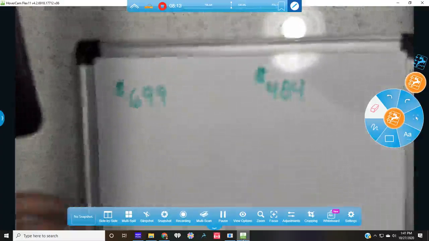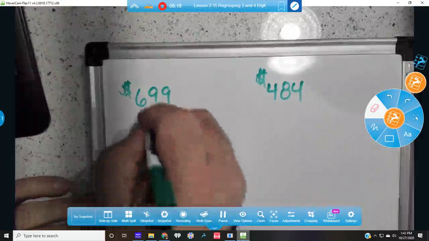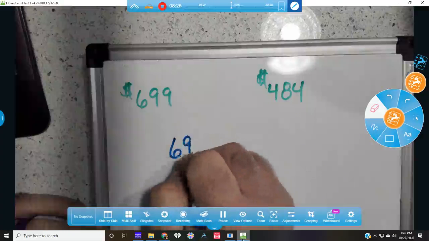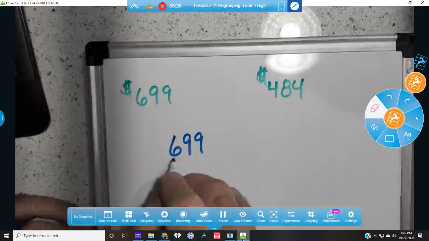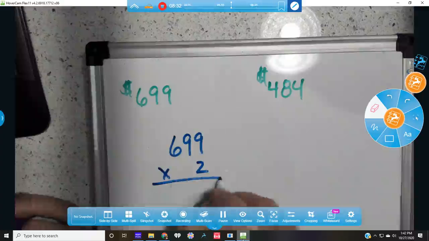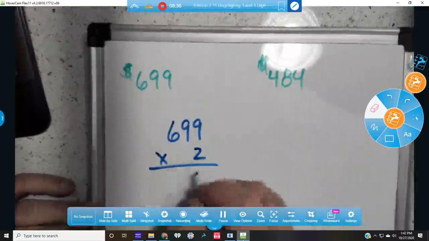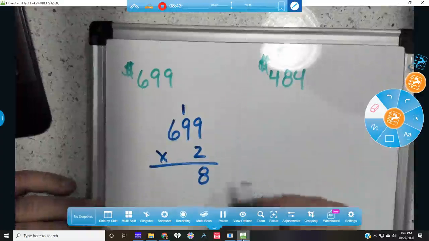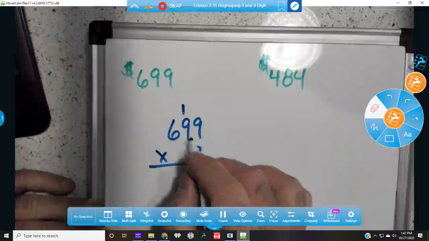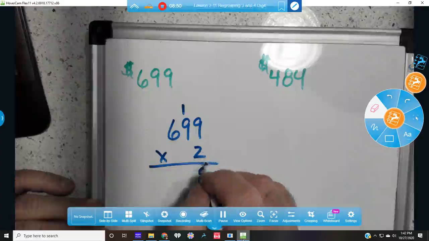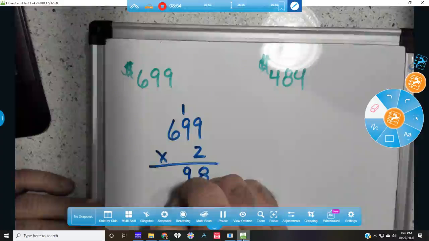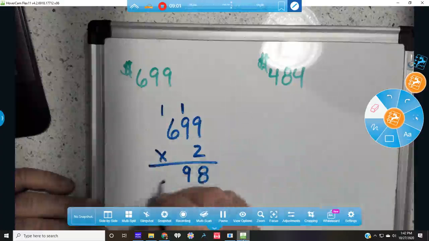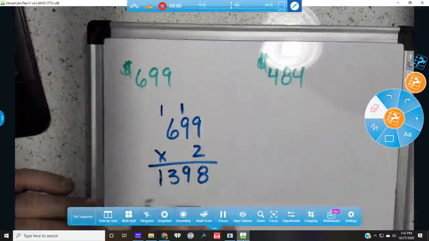So what I need to do first is multiply $699 by 2, because there's mom and dad. 9 times 2 is 18, so we have our 1 and we regroup, adding an extra 10. 2 times 90 would be 180, plus 10 would be 190. So I'm going to put my 9 tens here and carry my 100. 2 times 600 would be 1200, add 100, we would get 1300s. Okay, so there's our adult tickets.